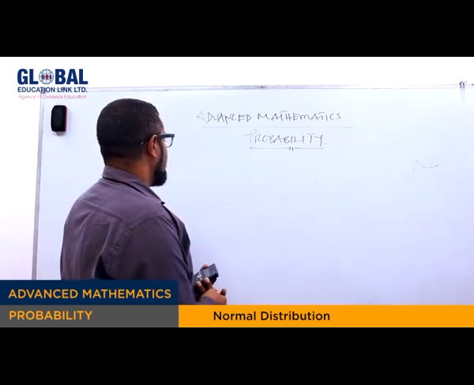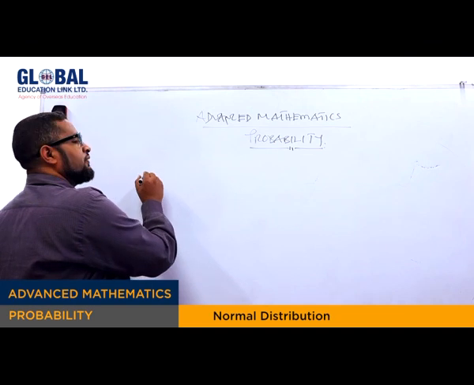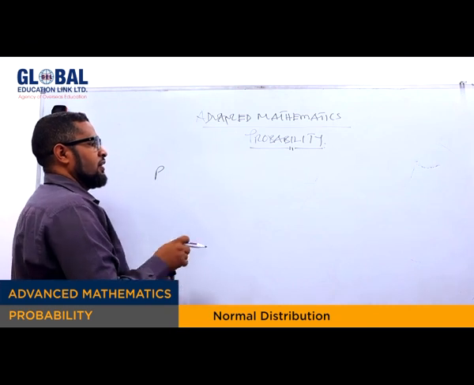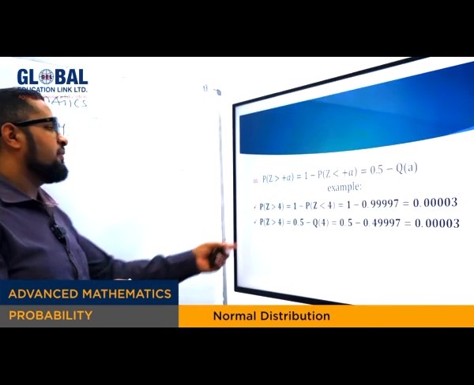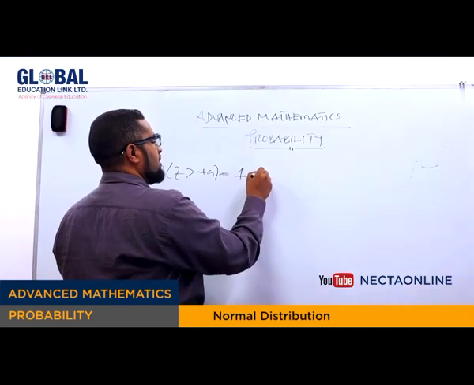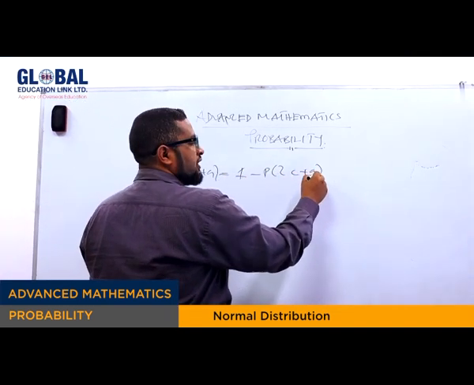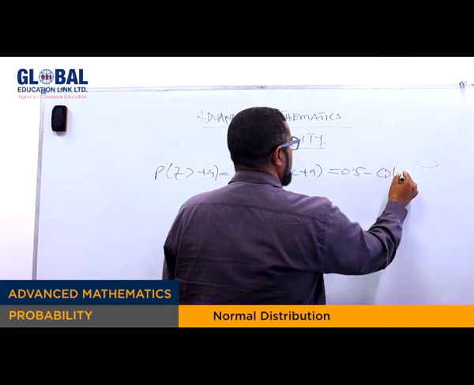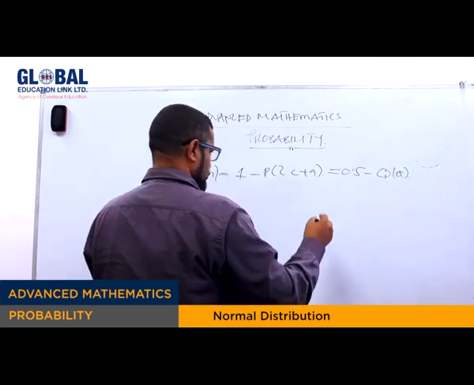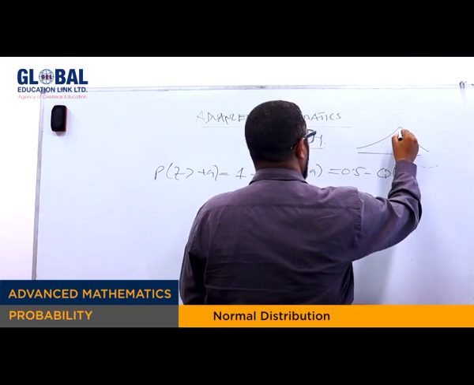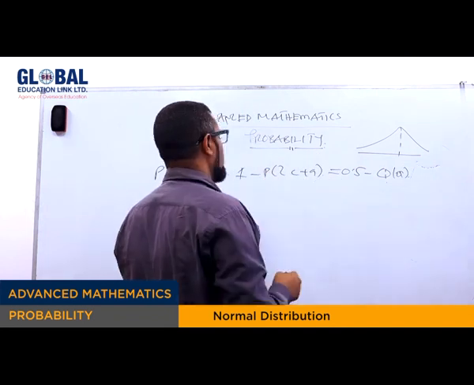So the third condition. If you have probability of z greater than positive a, z greater than positive a is the same as taking 1 minus the probability of z less than positive a. Or you may simply take 0.5 minus q of a. So you can draw the normal curve and see how this formula is obtained.